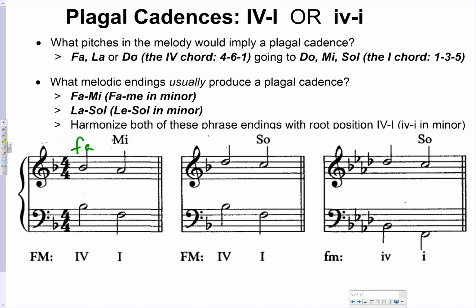So there's fa down to mi, la down to sol, and lay down to sol. Each one of these, root position, keep it as a root all the way throughout. And this is your amen cadence.